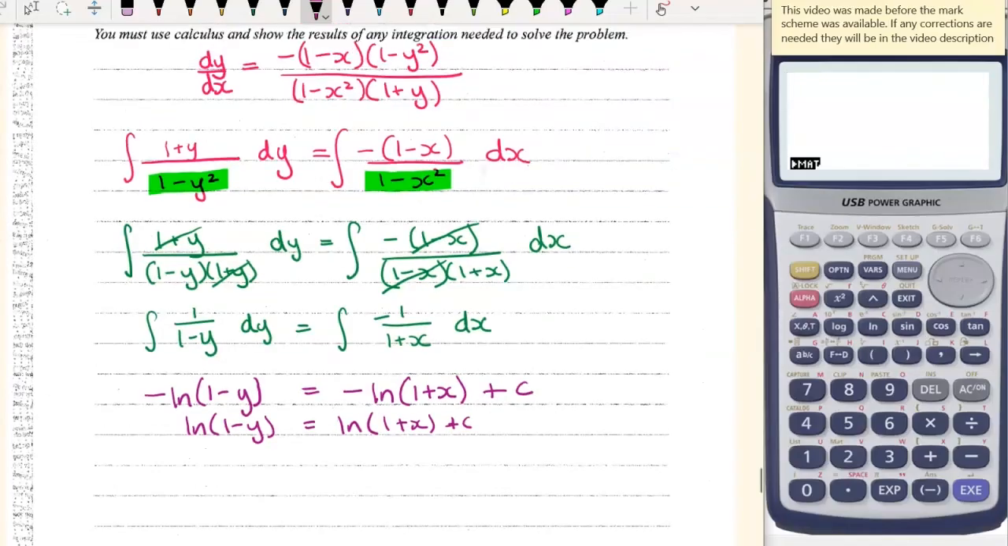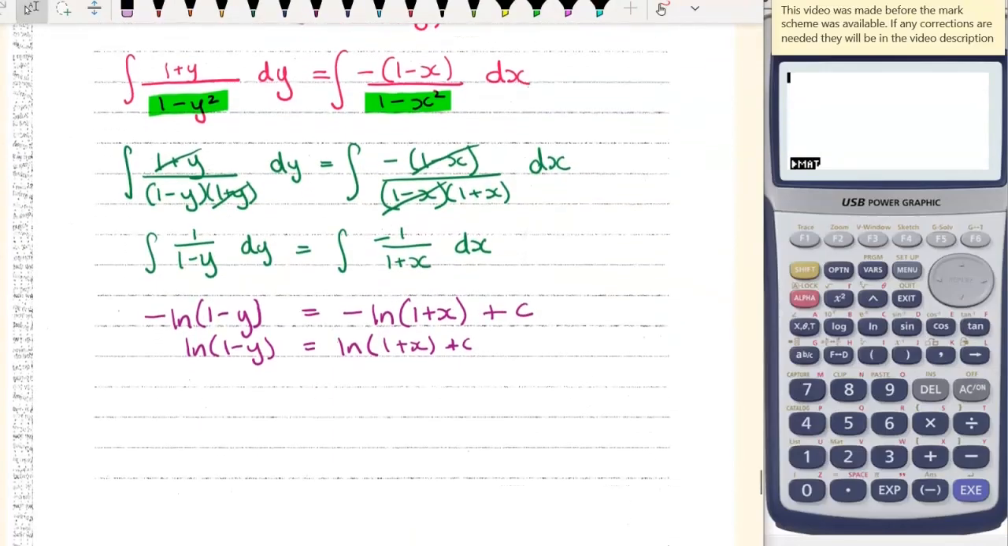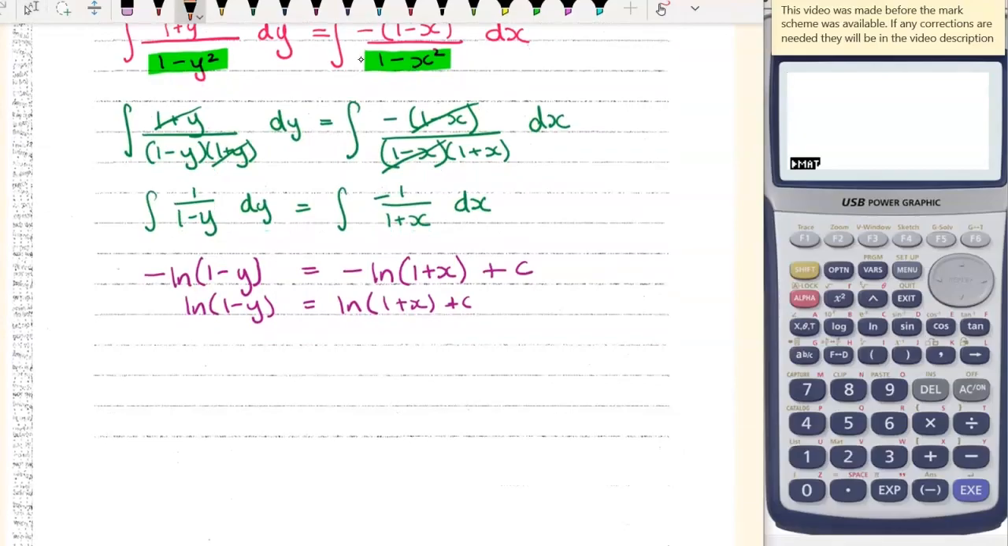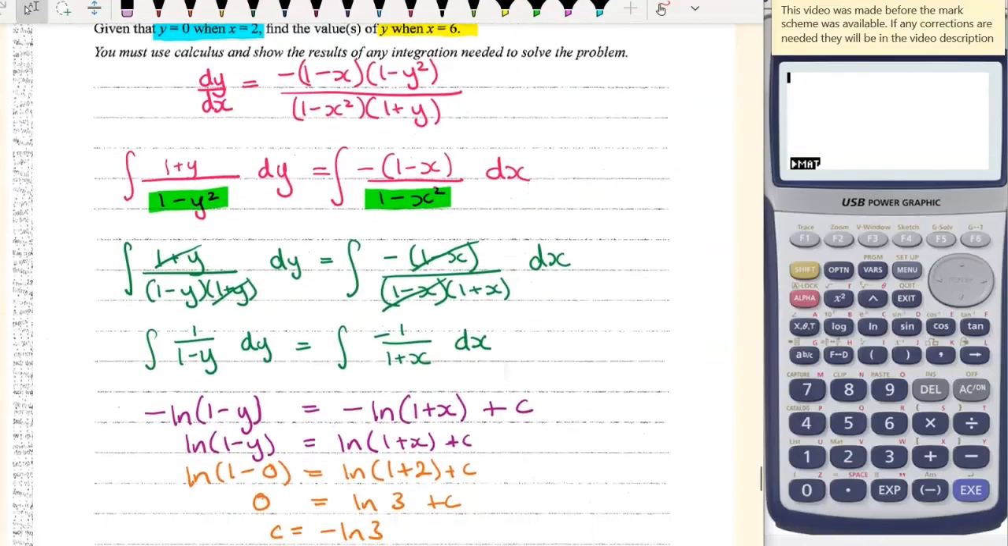Okay, now back to the question for some information to help us work out the c. When y is 0, x is 2. So log of 1 minus 0 is equal to log of 1 plus 2 plus c. Well, log of 1 minus 0, log of 1 is 0. log 3 plus c. So c equals minus log 3. Okay, now what are we trying to work out? We want the value of y when x equals 6.